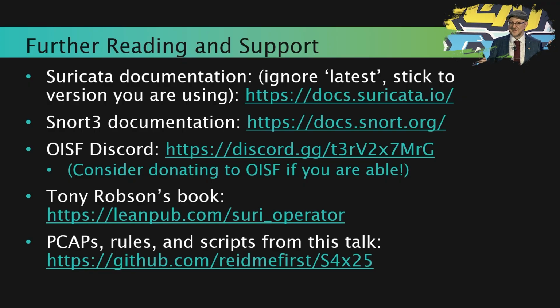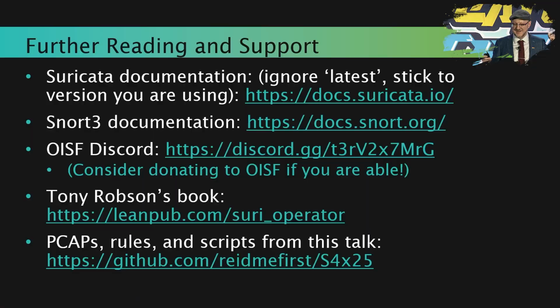Tony Robson has a book called the Suricata Operator's Handbook that's really worthwhile reading. I learned new things from it, and it's like 10% done, so it's a pretty good read. And finally, that GitHub thing again is there. Oh, and if you use Suricata, read the Snort 3 documentation too, because there's a lot of stuff that's not documented in the Suricata documentation that works, that carried over from Snort that you can use.